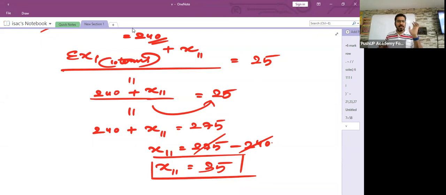Is this mode of calculation easy for you children? Rather than writing x1 plus x2 plus x3 till x11 and then solving it. No need. You understood the concept. The sum of the first 10 observations plus the 11th observation whole divided by the total number of new observations, which is 11, will give you the new mean, which is 25. Isn't it? So this is how you solve it. If there is any doubt, please ask me right away.